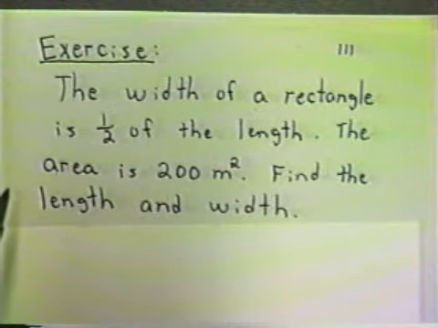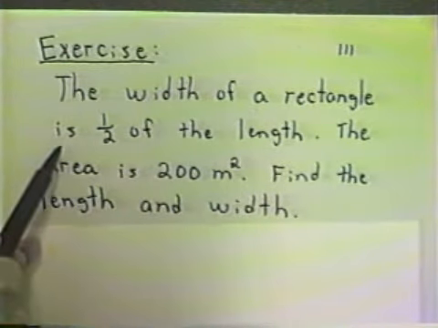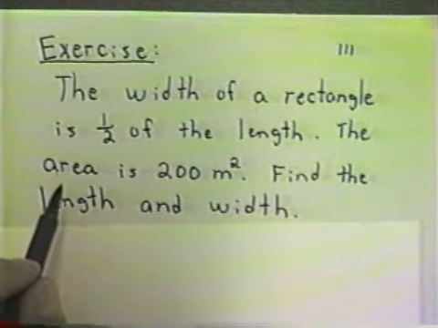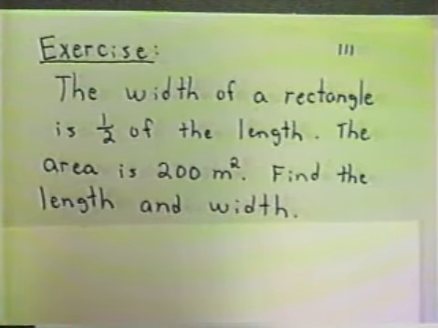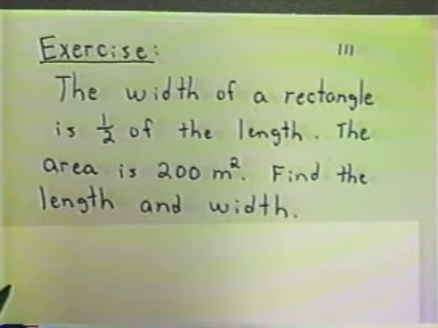I'll read it one more time. The width of a rectangle is 1/2 of the length. The area is 200 square meters. Find the length and width.